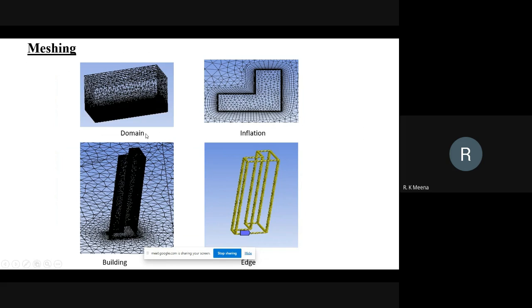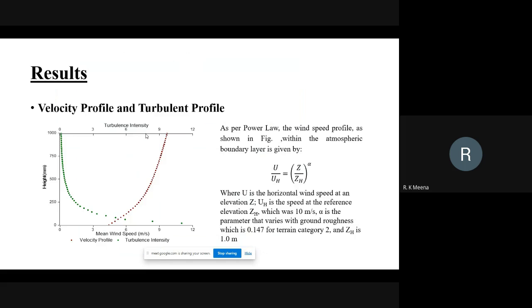We have provided different types of meshing. The first one is the domain, which is provided as a tetrahedron meshing. We adopted the tetrahedron meshing to get the results earlier and to use less computational power. The second one is inflation. Inflation is provided to capture the effect of the wind near the edge of the building. We have also provided the edge meshing, and the final meshing is provided for the building. It is just to capture the flow accurately, because the computer cannot understand the actual geometry of the structure. So we have provided it in the form of meshing, and the numerical equations are solved in that meshing. Now this is the result of the velocity profile and turbulent profile.